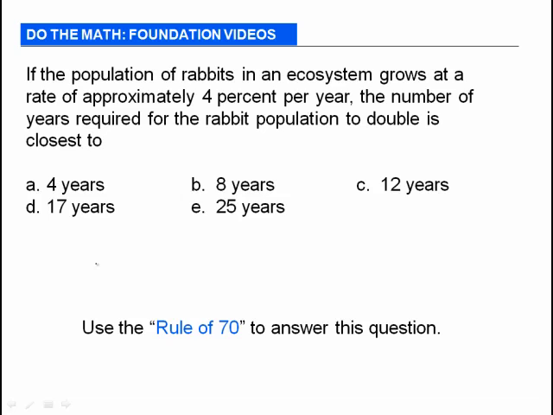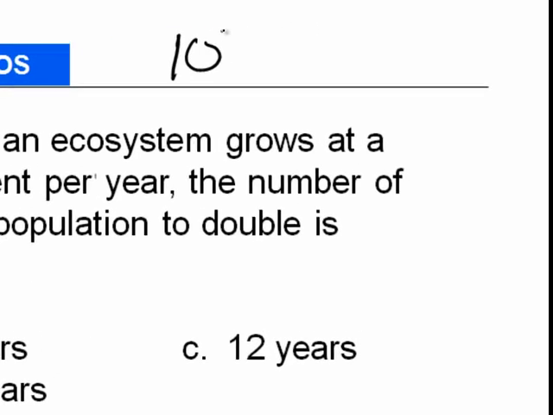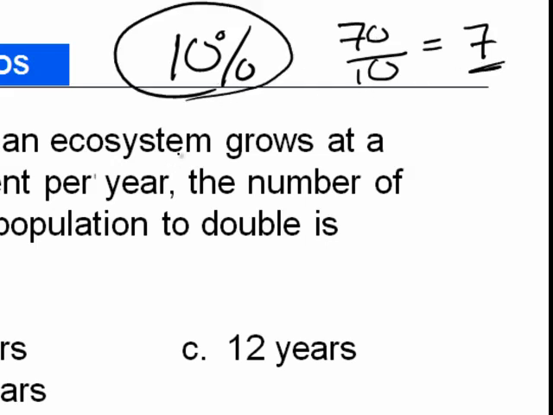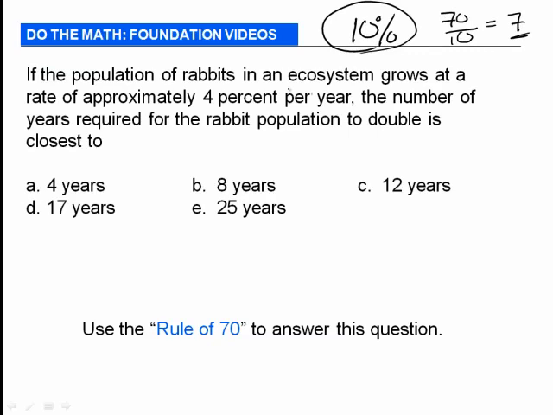To find the doubling time, for a quantity growing at a given annual percentage rate, for example 10%, so if I have a 10% growth rate, you divide 70 by the percentage to determine the doubling time. So in the case of 10%, you would take 70 and divide by 10, and 70 divided by 10 is 7. So if you have a 10% growth rate of something, it would take 7 years for it to double.